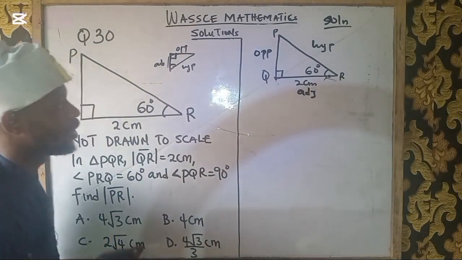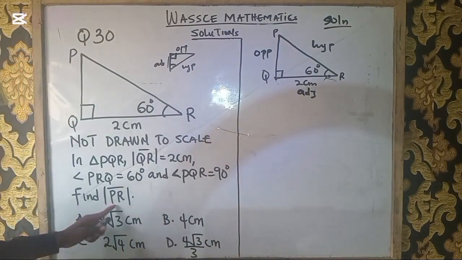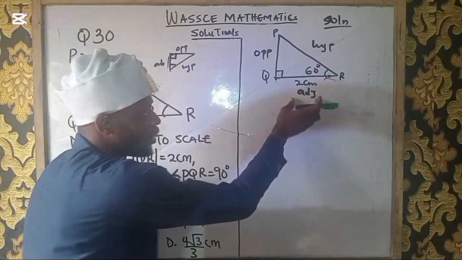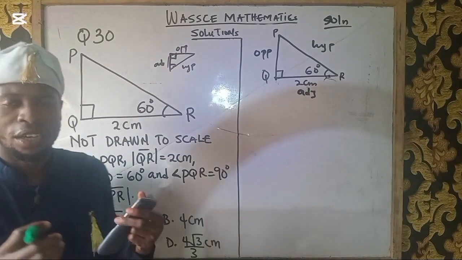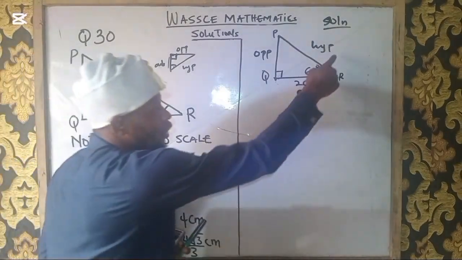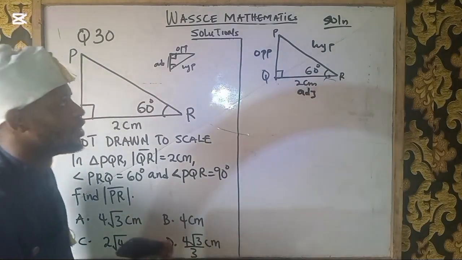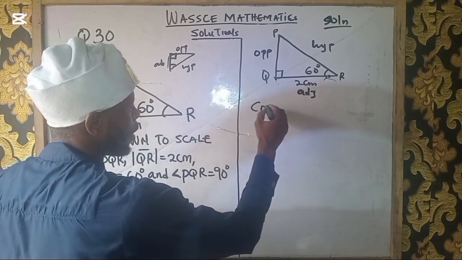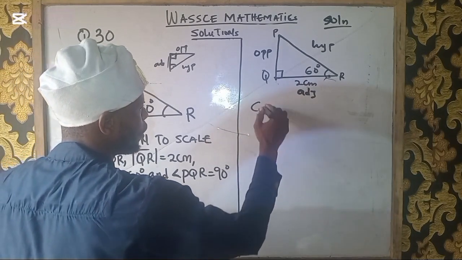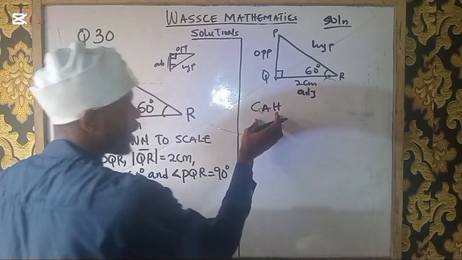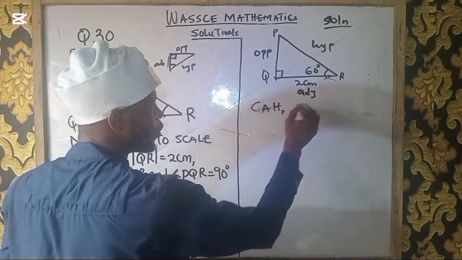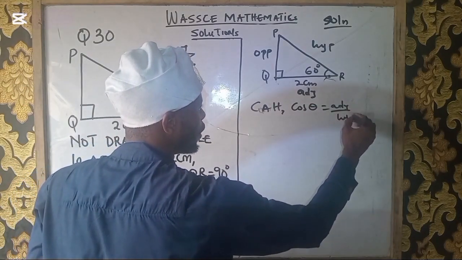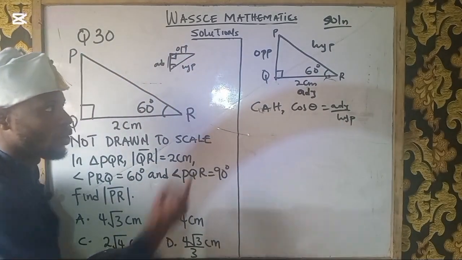So with this now, we can get the value of side PR. Side PR falls at the hypotenuse, and we are given the adjacent side. That means we have to use a trig ratio that connects hypotenuse and adjacent. What is that trig? This is H and this is A, and that is C. Don't forget we have what we call SOHCAHTOA. So CAH has adjacent and hypotenuse. This means cos theta equals adjacent over hypotenuse. That's the meaning. So our theta is 60 degrees.